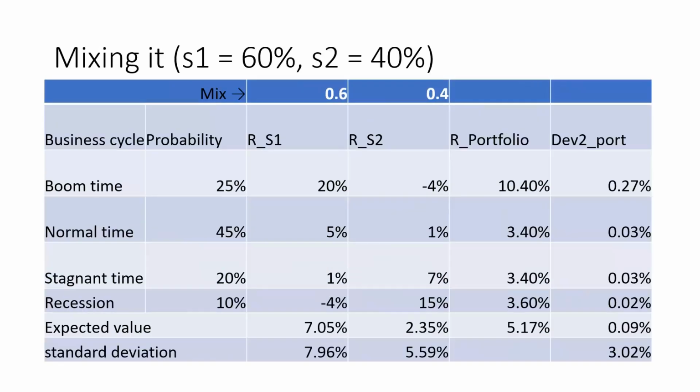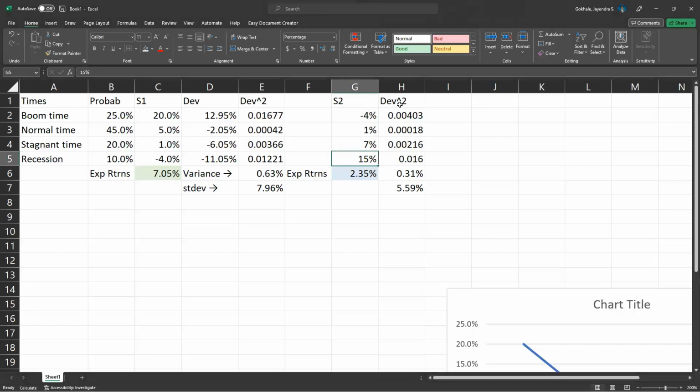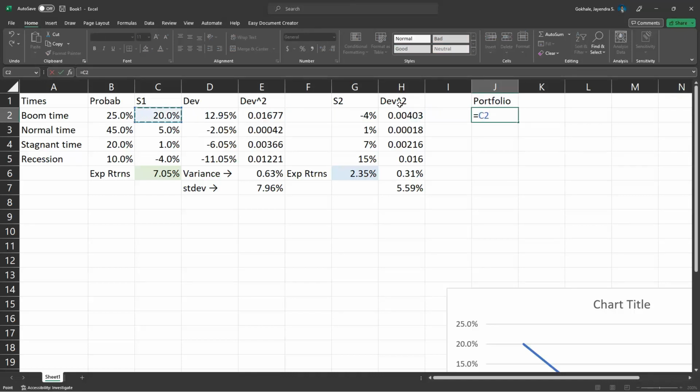Now let's mix it up. Let's say our portfolio contains 60% stock 1 because it's doing well, and 40% stock 2. So we'll create a portfolio. So this is called portfolio. Here we'll create a portfolio which contains 60% stock 1 and 40% stock 2. So in boom time, stock 1 gives us 20% returns times 60% value in stock 1. And then stock 2 gives us very bad, minus 4% times 40%. So our portfolio gives us only 10% in good times.